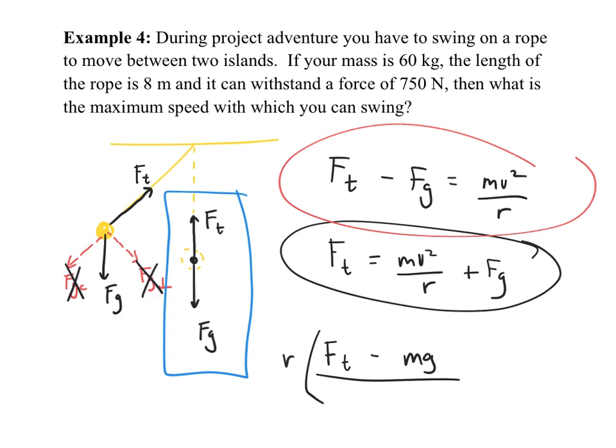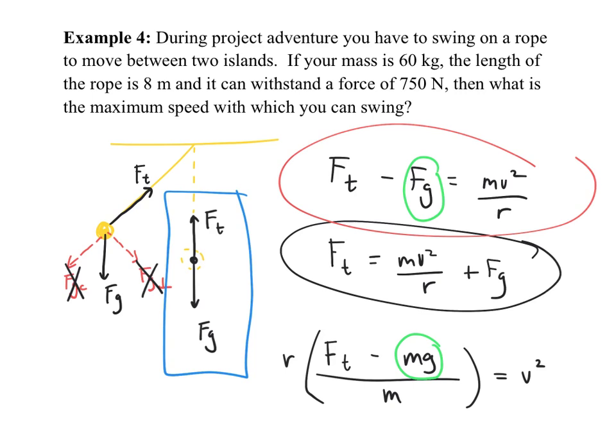I'm going to multiply by R and divide by M. Let me just actually put it like this instead. That'll equal V squared. And notice what I also did. I'll show it in green. I substituted in for Fg with Mg.